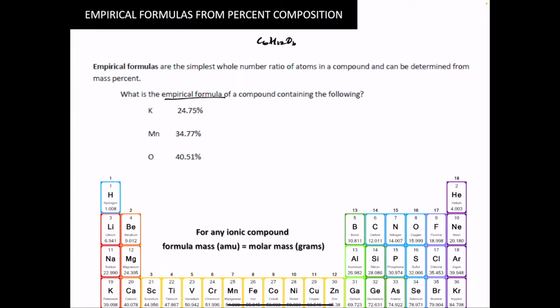Remember, C6H12O6, that's glucose, can be reduced to CH2O. Hydrogen peroxide is H2O2, can be reduced to HO. So these are the empirical formulas. These are the molecular formulas. What's the empirical formula of water? It's the same thing, right? So in some cases, the empirical formula is the molecular formula.